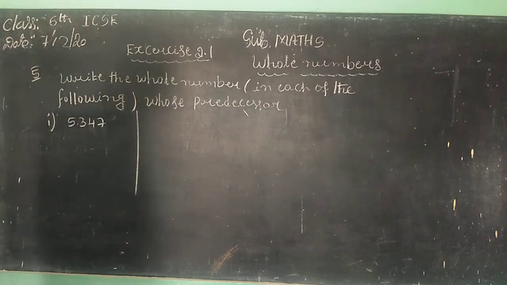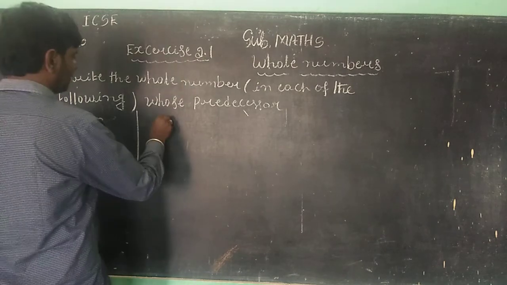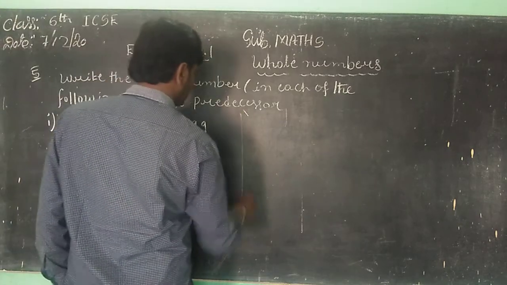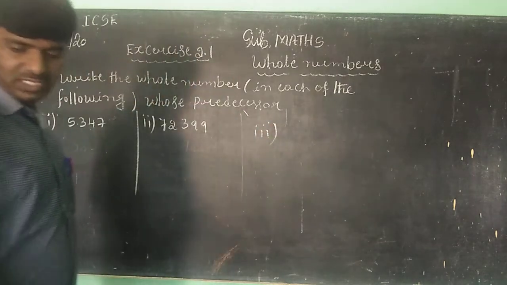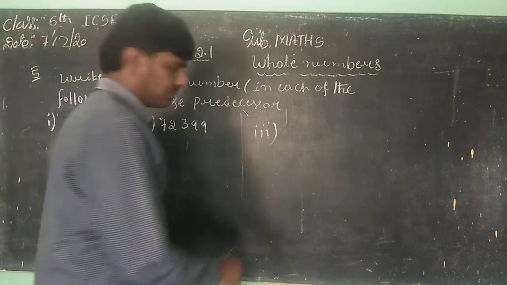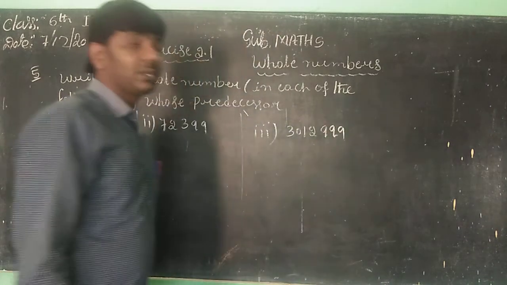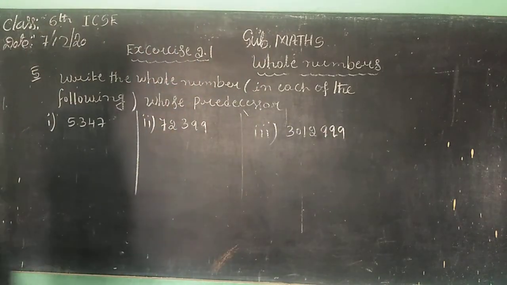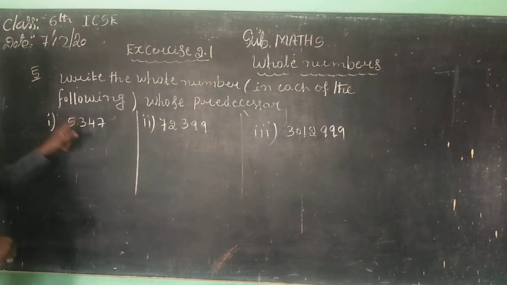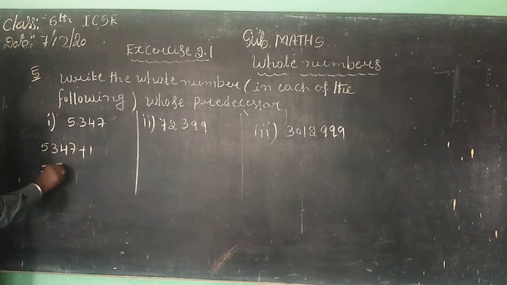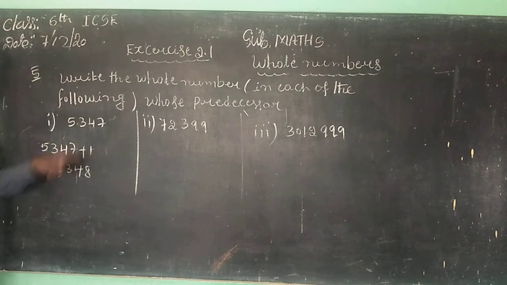And the second one is 72399. Children, now you want to take the third one. What is that? 301299. Children, here we want to add, because predecessor means we want to add. So here, these are predecessors. Correct. That's why you want to take 5347 plus 1, 5348. This is the predecessor number.